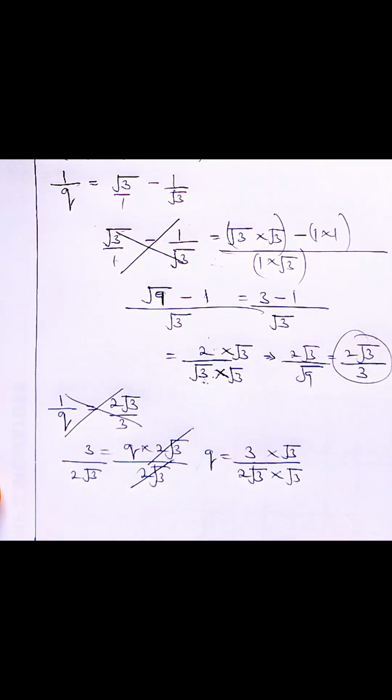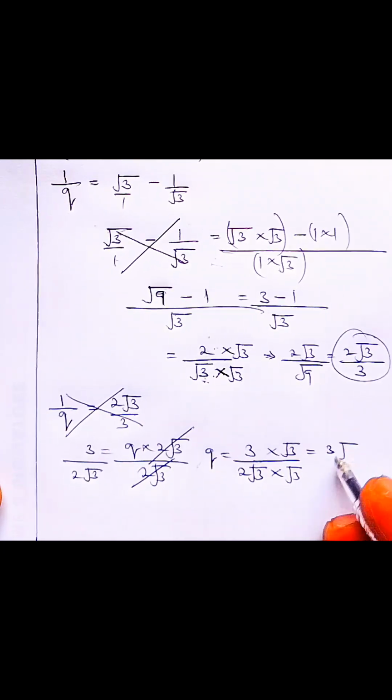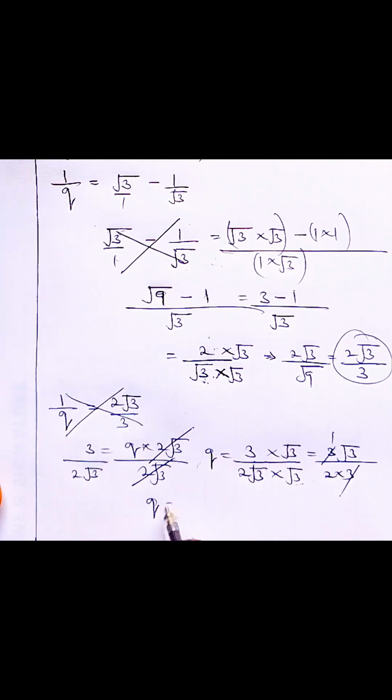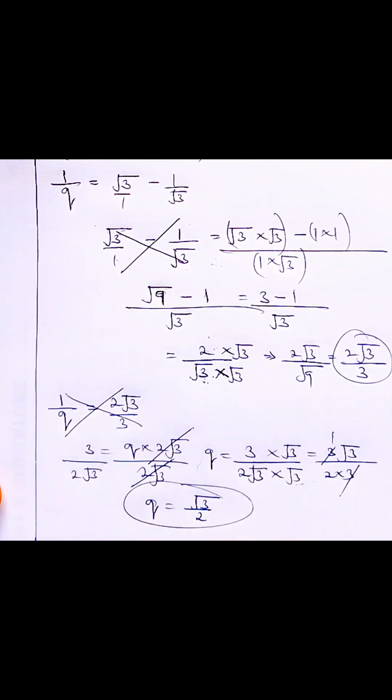We could rationalize again. Root 3 times root 3. So that will be 3 root 3 over 2 times root 3 times root 3. Root 3 times root 3 is root 9. So that is 2 times ordinary 3. So 3 here, 1, 3 here, 1. So the q is root 3 over 2. That is what the q is.